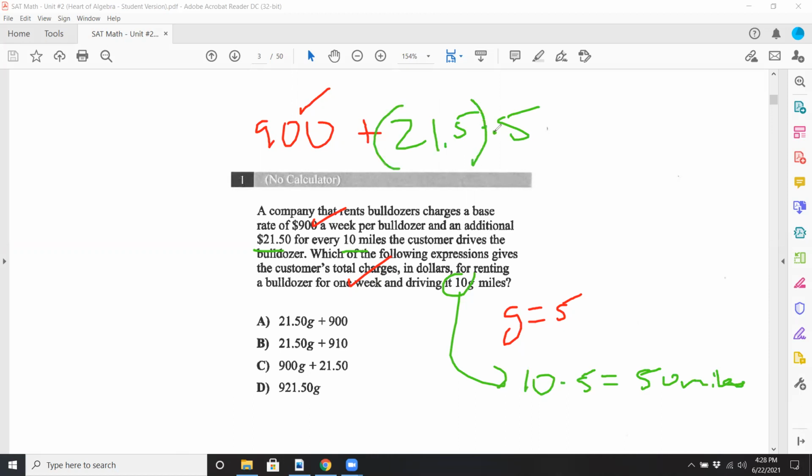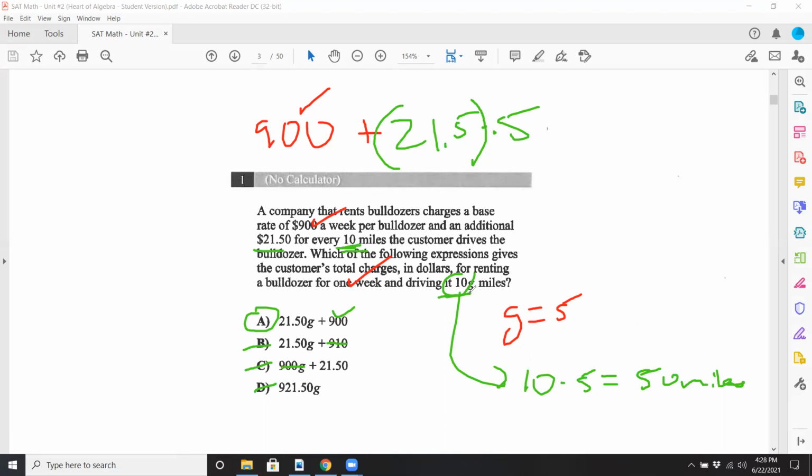Okay. Well, if I look at the choices, I definitely need to add 900. So I don't like C because that's 900G. I don't like D because I don't see a plus 900. That's plus 910. That's kind of weird. I'm feeling A. I'm feeling A because it's giving me the 900 for the base rate, and it's 21.5 times G. And again, why am I doing it times G? Because it says every 10 miles, and you drive for 10G miles. So it's almost like the 10s kind of knock each other out a little bit.